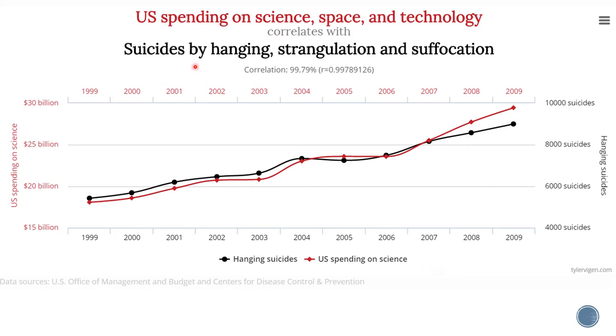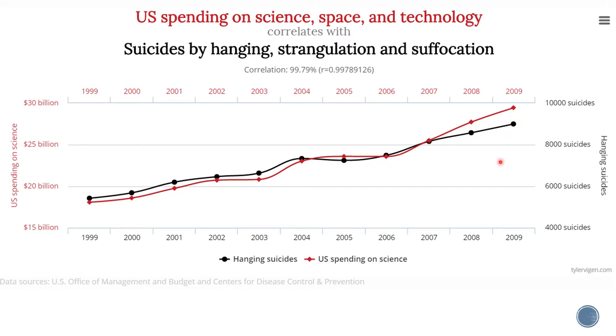Likewise, it looks like there's a very tight correlation. Actually, this correlation is unusually tight. It's 99.79. That's serious, right? That's a very strong correlation. And it correlates U.S. spending on science, space, and technology, which you see in this sort of red line here, and suicides by hanging, strangulation, and suffocation, right? So that's this black line here.